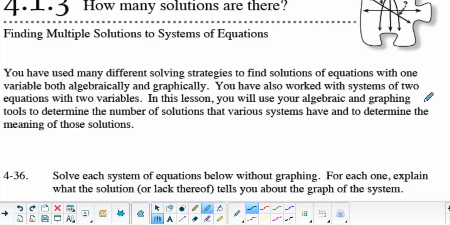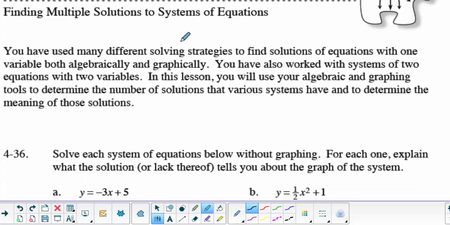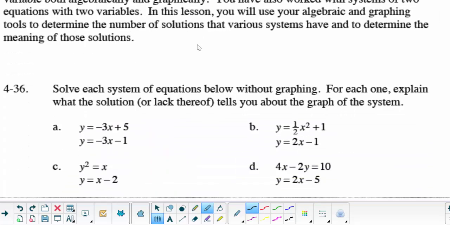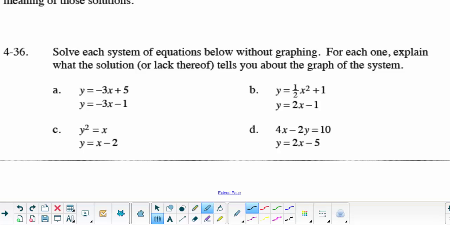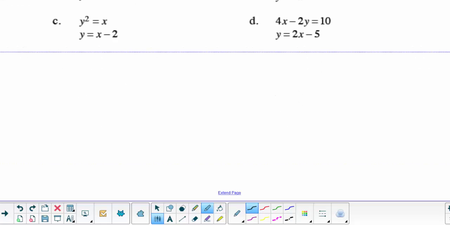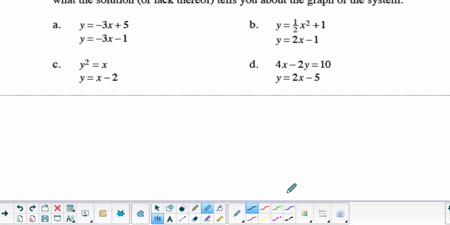Hello everybody, so today we're going to be talking about finding more solutions to different types of systems. So we've looked at linear, and now we're just going to look at different types and see what we have. So I'm going to go through these 4 examples with you just to make sure we understand what we're doing here. So remember, a system just means where do these lines or curves intersect. So let's take a look at A.